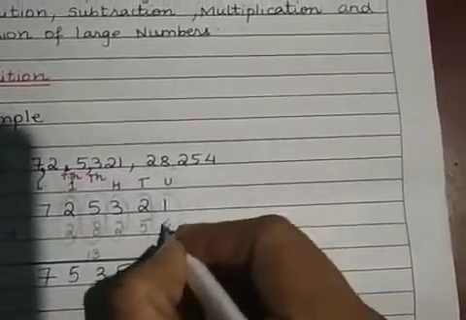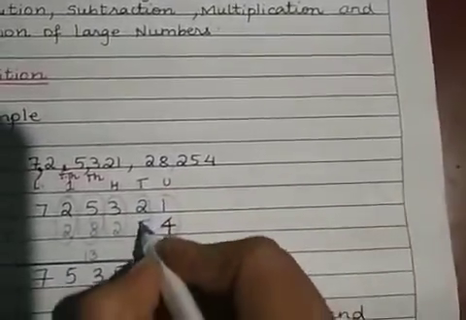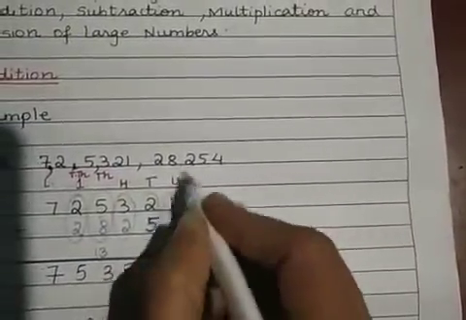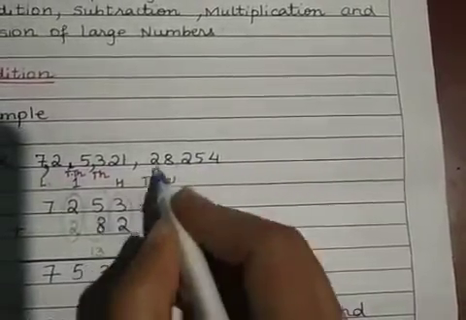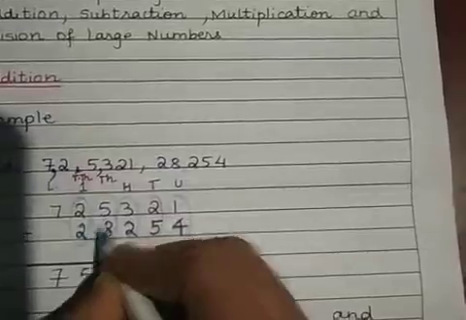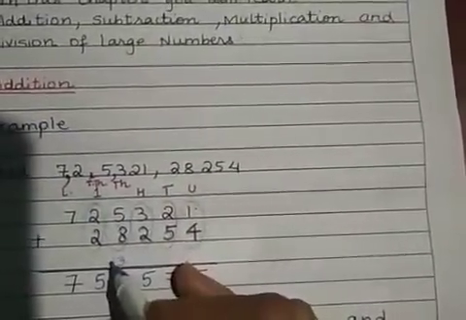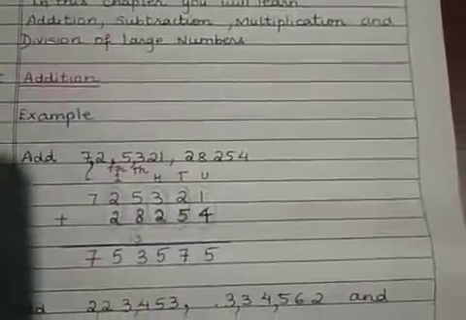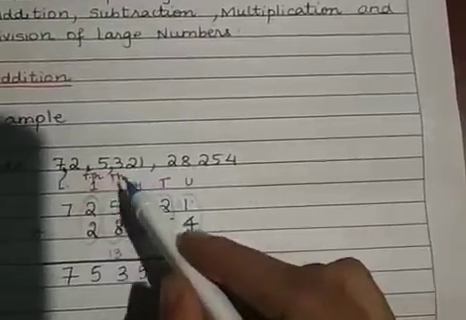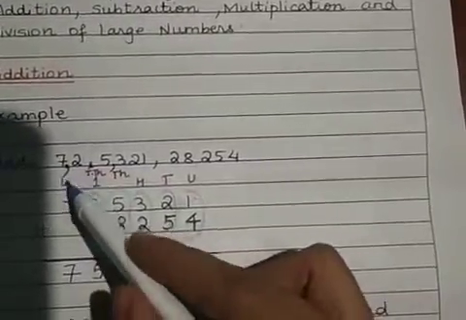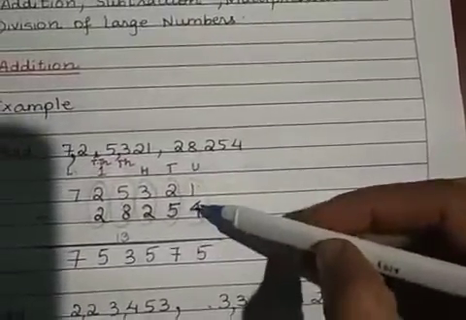So below this will be 4. Next number is 5. So fill the next place. Then 2. Then 8. And then 2. So now you have to add these two numbers. Adding the numbers is also done in a similar way. So this is your units place, tens, hundreds, thousands, 10,000s and lakh. So we add starting from the units place.